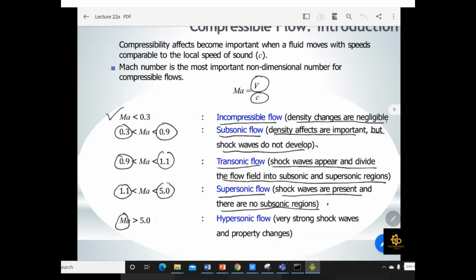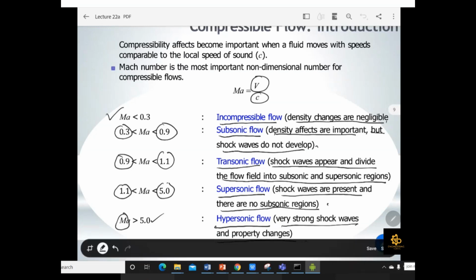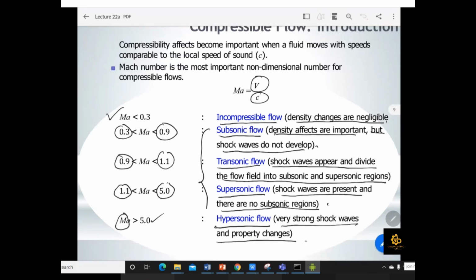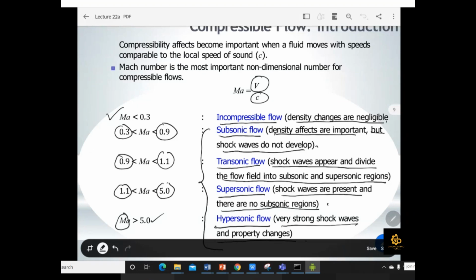If our Mach number is greater than 5.0, it is called hypersonic flow, and very strong shock waves and property changes can be seen in this type of flow. So these are all the types of compressible flow: subsonic, transonic, supersonic, and hypersonic.